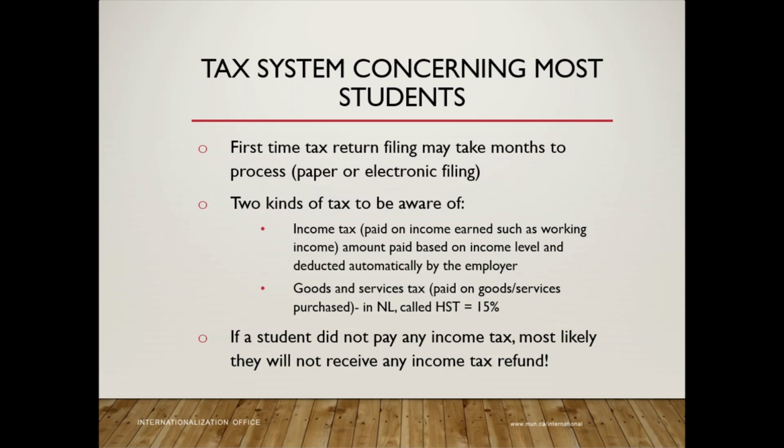So in your pay stub, generally an employer deducts income tax based on your yearly income or an expected yearly income. Second is goods and service tax, which is also known as GST. In NL, currently it is 15%. Now this is something which we pay when we buy anything, meaning if you go to Best Buy and you buy any electronic item, you will pay 15% tax.